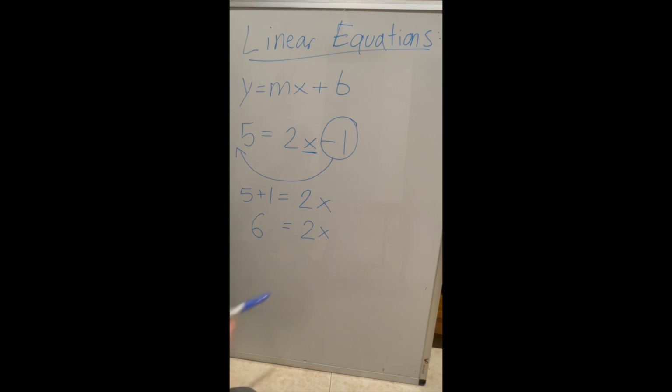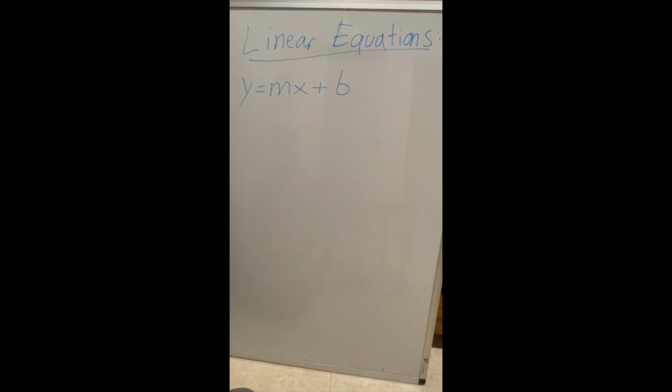Now, to isolate the x value here, all you have to do is send this 2 to the other side, dividing. This would give you 6/2, which is equal to x. You can simplify this fraction as 6/2 is just equal to 3. So your final answer is x equal to 3.